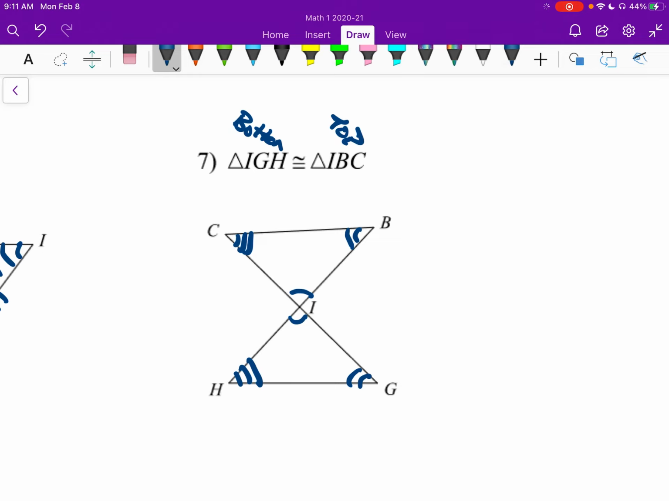For our sides, we have IG, that's this side, and IB, that's this side. Then we have GH, which will be this side, and BC, which is this side. And our side left over gets 3 tally marks.